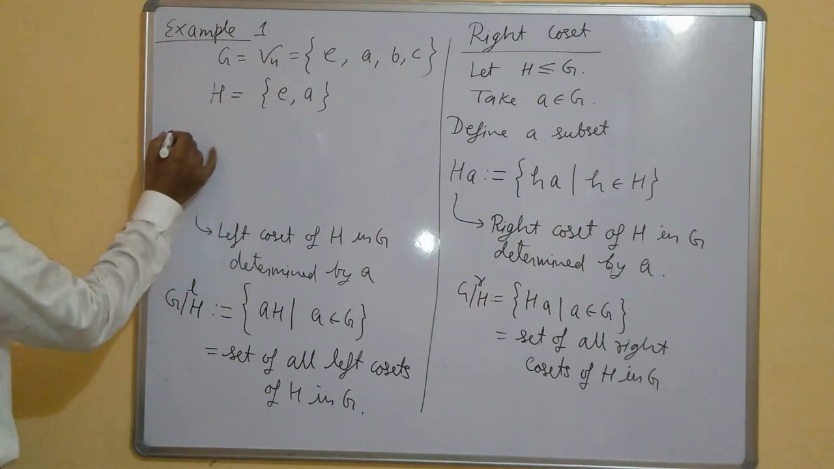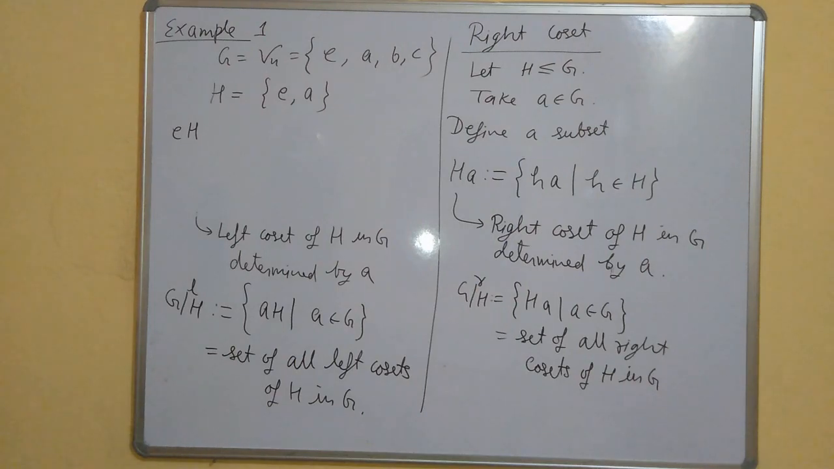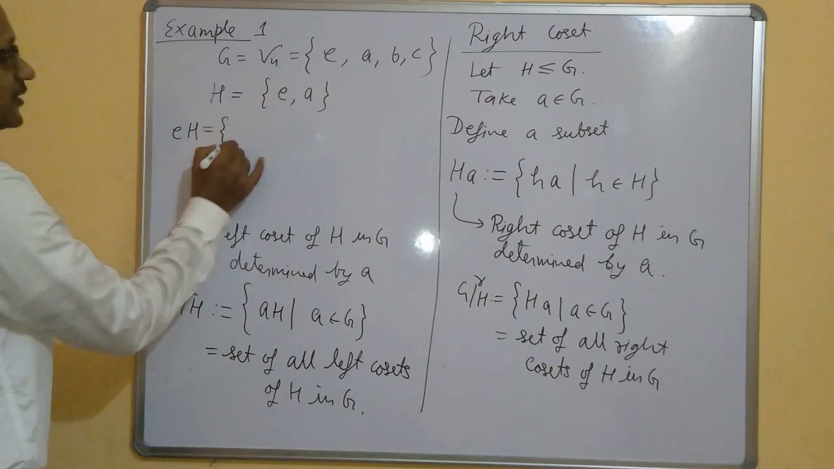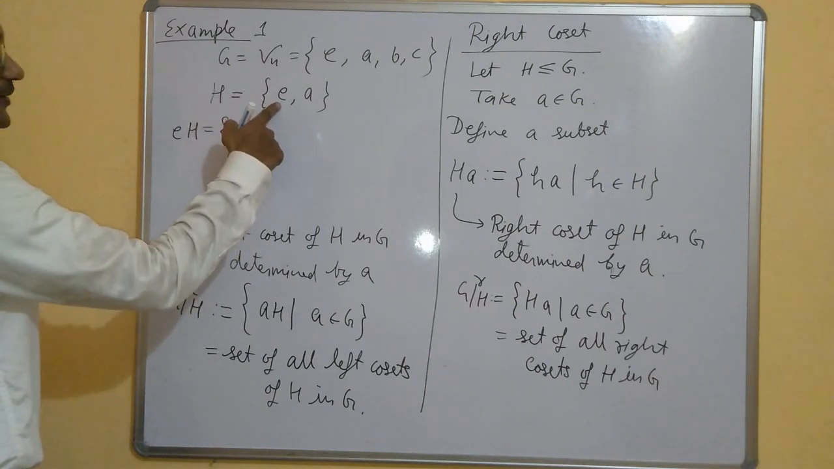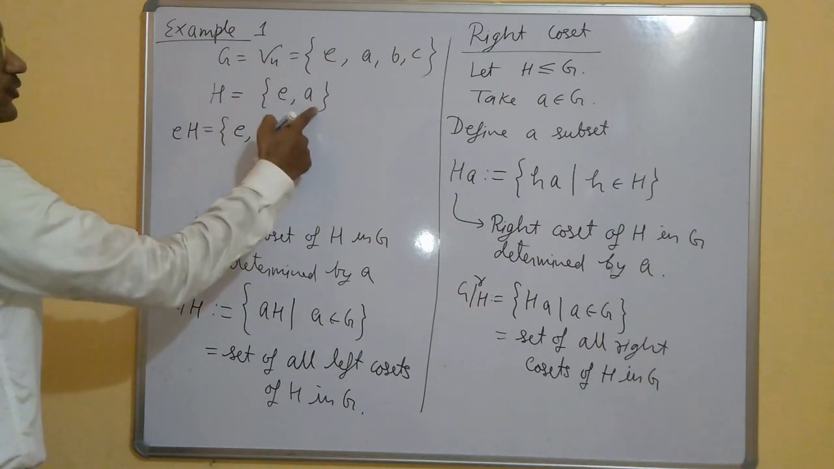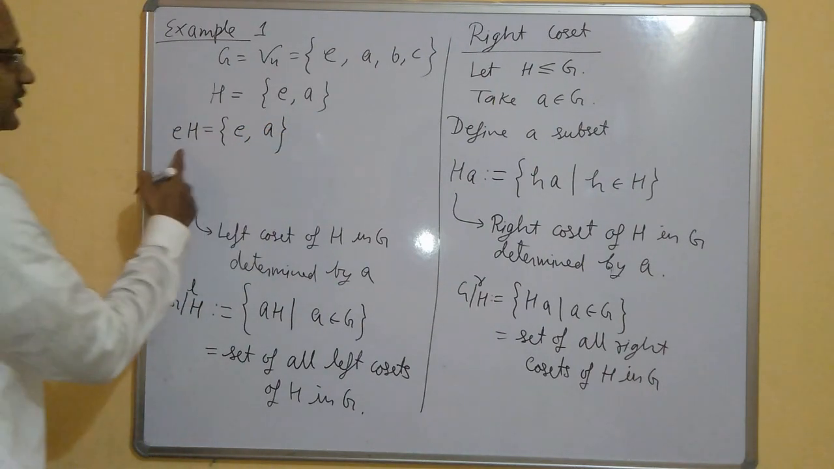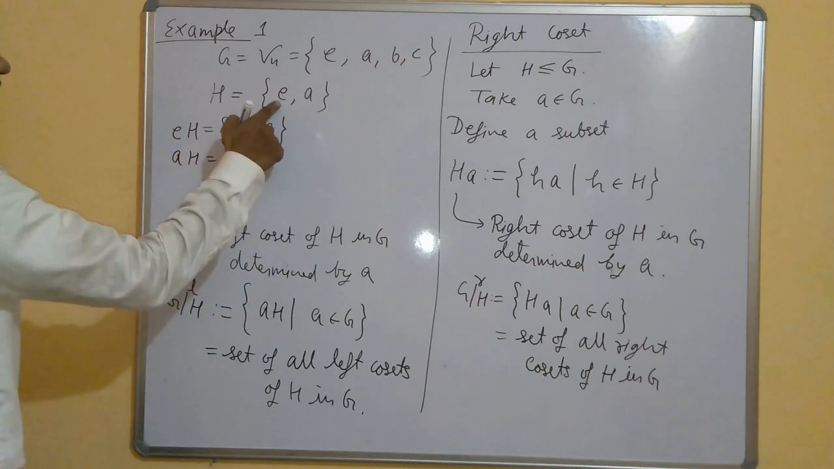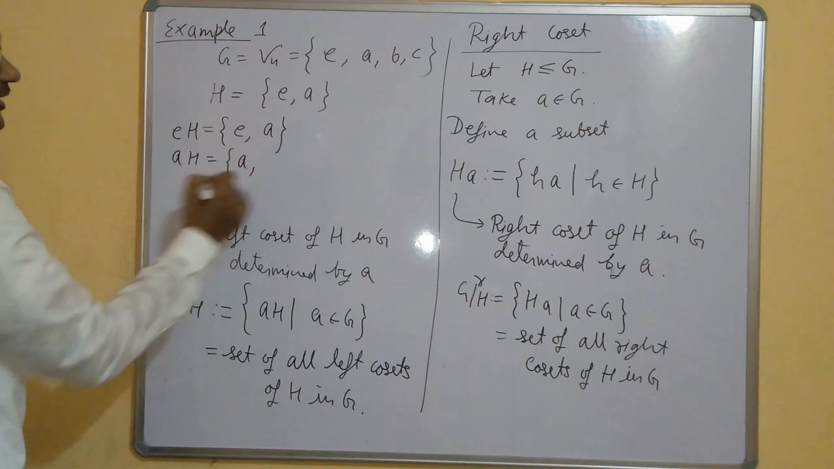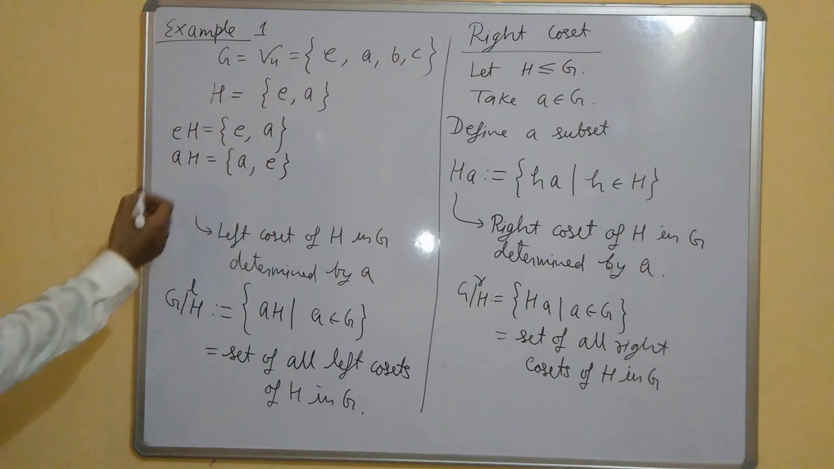So for different elements we can form the coset. So we can multiply H by e. When we multiply H by e, we have to multiply e to each of the elements of H. So e into e, you will get e. e into a, you will get a. So you will get the same thing as H. Now let us multiply aH. So a into e, you will get a, and a into a is a square, so e. So it is again the same thing.